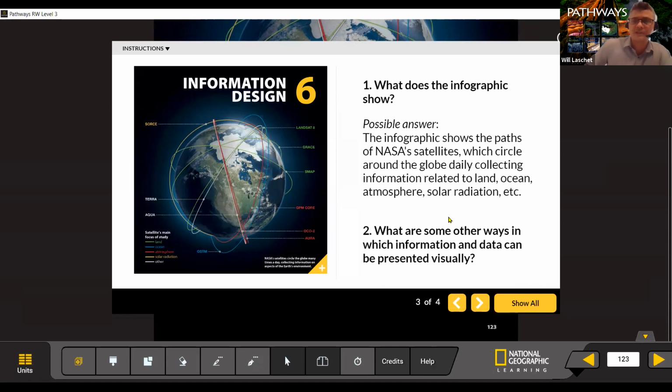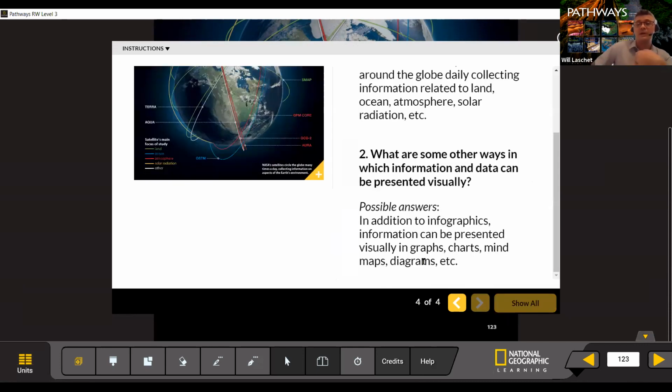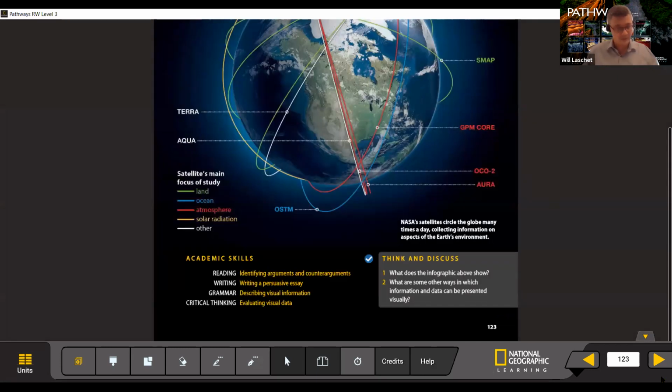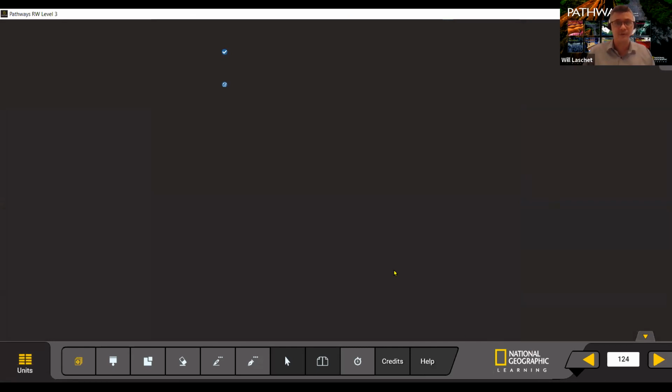Okay, the second one, what are some other ways in which information and data can be presented visually? So I mentioned this earlier on. We could also look at things like graphs, charts, mind maps, and diagrams, and we're going to have a look at a few of those in a moment. Okay, let's move on to our second infographic. So I'm going to show us both pages.